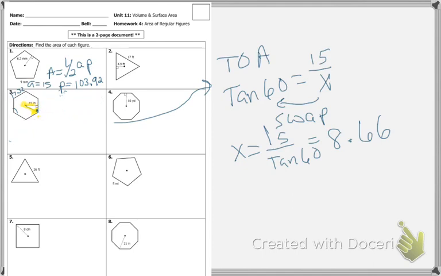So let's erase this. Now I'm going to plug in. Area is 1/2 the apothem times the perimeter. My area ends up being 779.4 inches squared. I didn't say this would be easy.